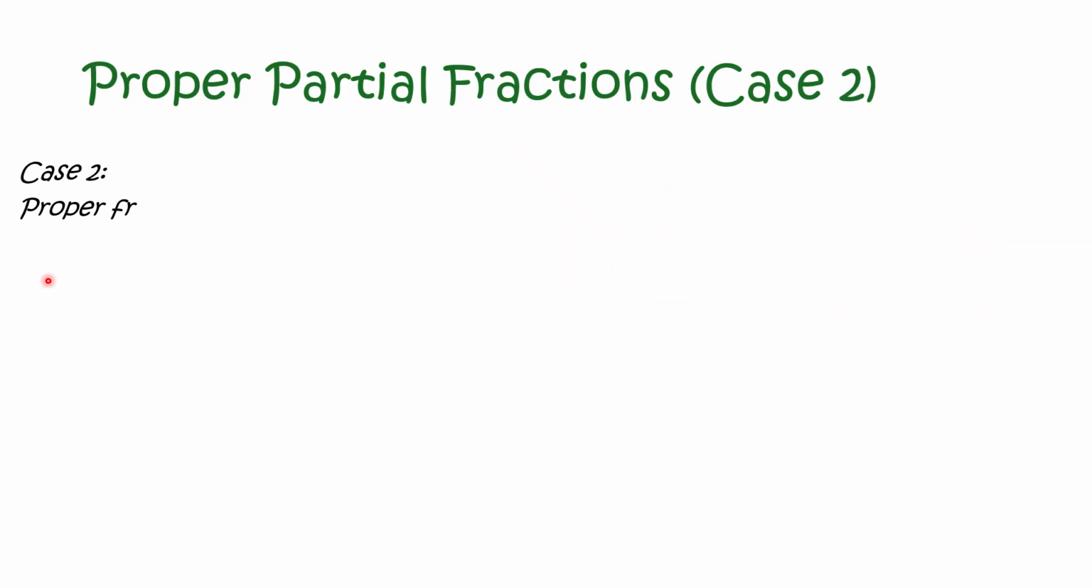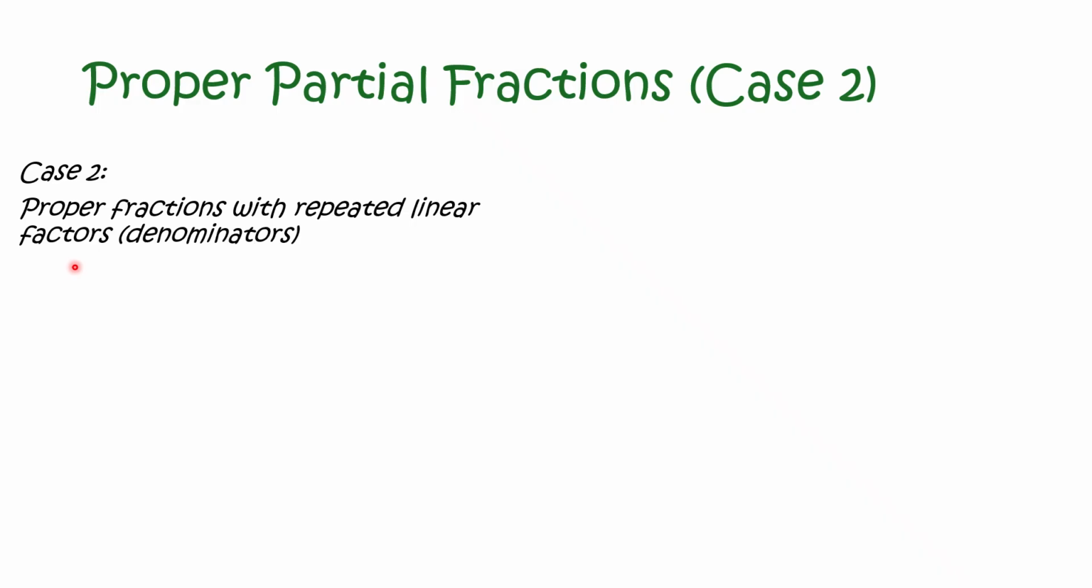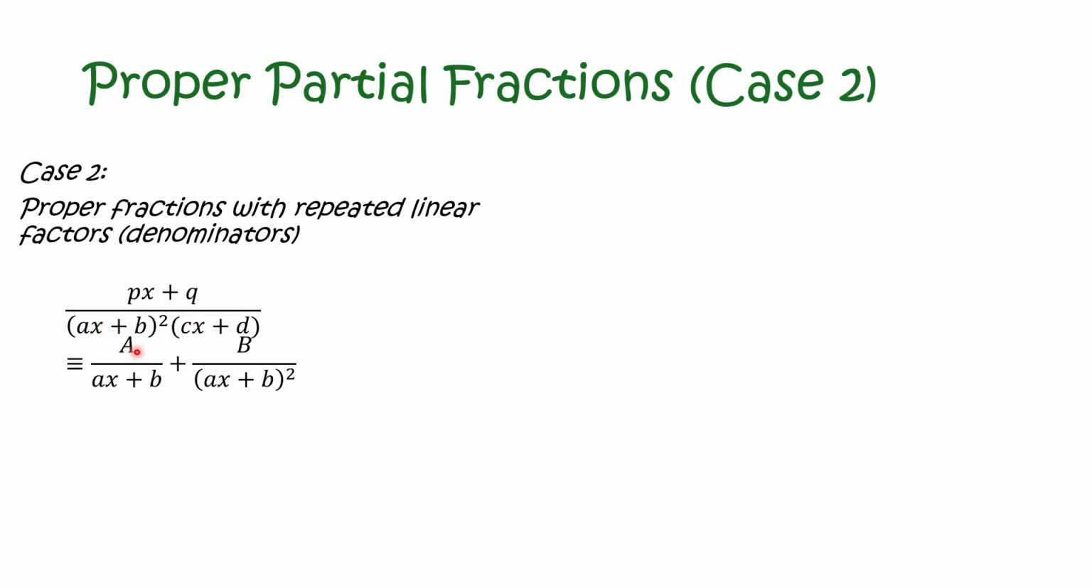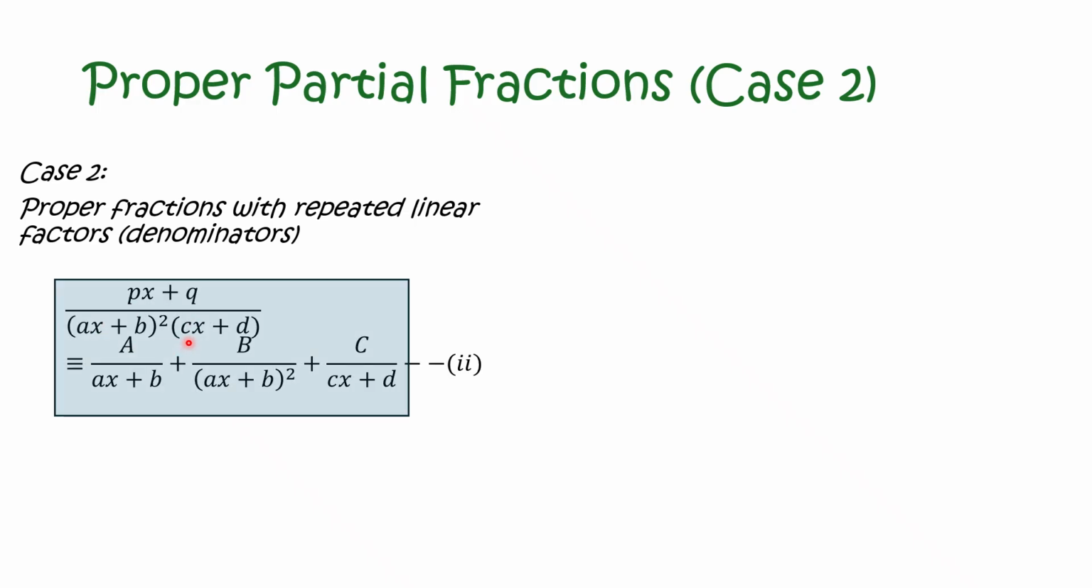Great. Let's look at case number 2. Case number 2 is such that we are looking at proper fractions with repeated linear factors or denominators. So we have px plus q divided by ax plus b squared times cx plus d, this being equivalent to capital letter A divided by ax plus b plus capital letter B divided by ax plus b, this time around squared, plus capital letter C divided by cx plus d.